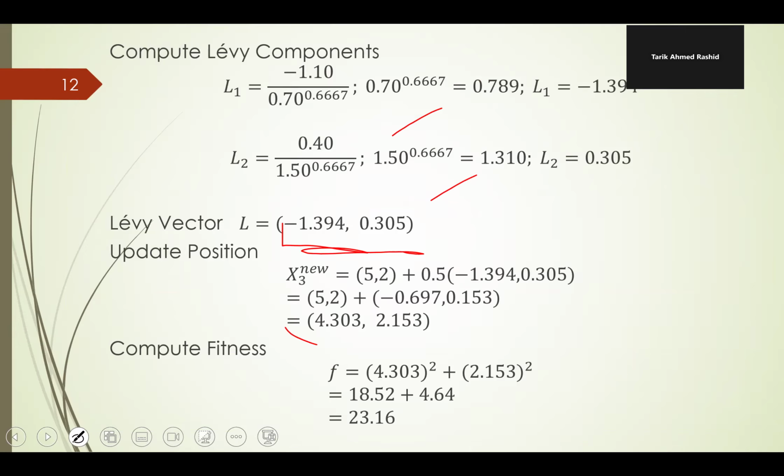Plug them into the update equation. That is L1 and L2. That's L1 here, and this is L2. This is alpha, 0.5. This is the current solution, 5 by 2. So we'll find 4.303, 2.15. Plug them into the equation, it will be 23.6.